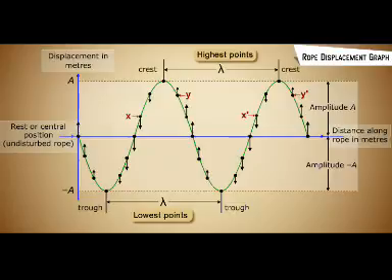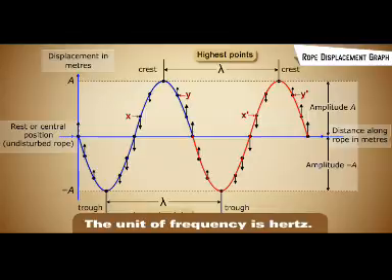Frequency is the number of complete waves produced per second. From the graph you can observe that 2 complete waves are produced. Now, if these 2 complete waves are produced in 1 second, you say that the frequency of this wave is 2 waves per second, or 2 hertz. Hertz is the unit for frequency.